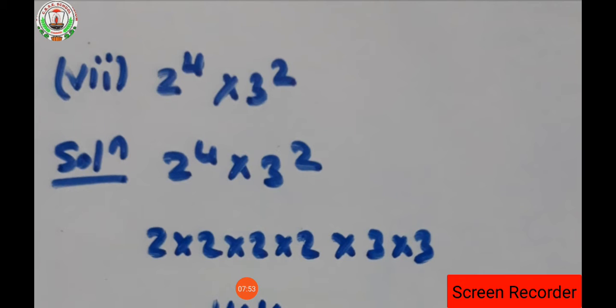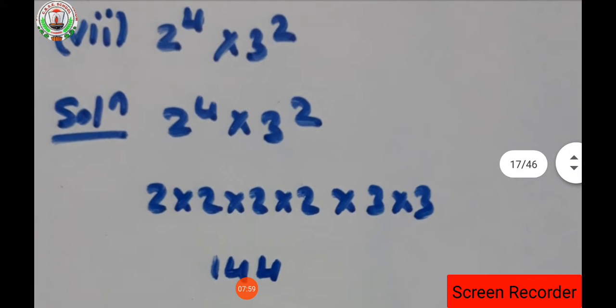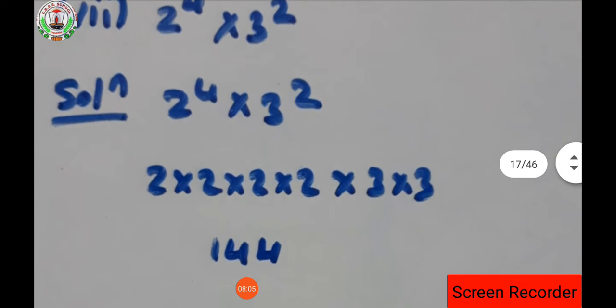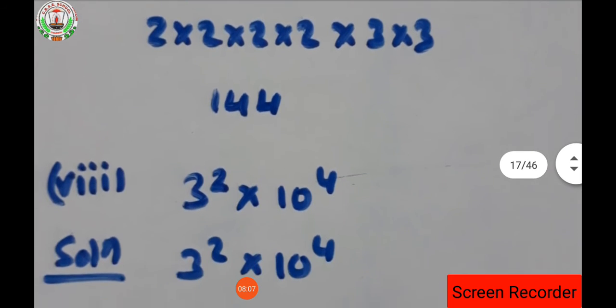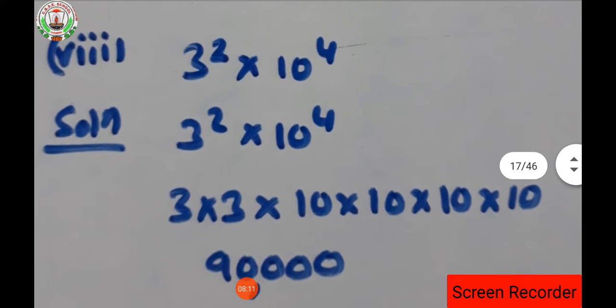Next, the seventh part of question number 6. It is said 2 to the power 4 into 3 to the power 2. So how many 2s are there? 4 twos, isn't it? How many 3s are there? 2. So multiplying the numbers, you will get the required answer as 144. Clear?